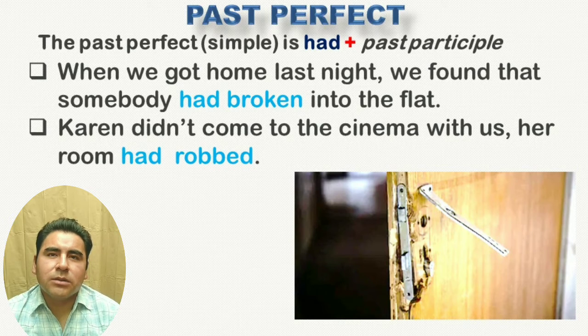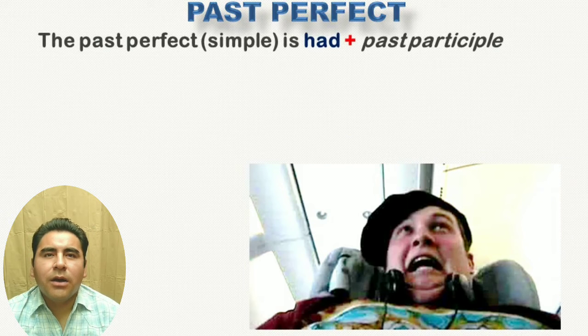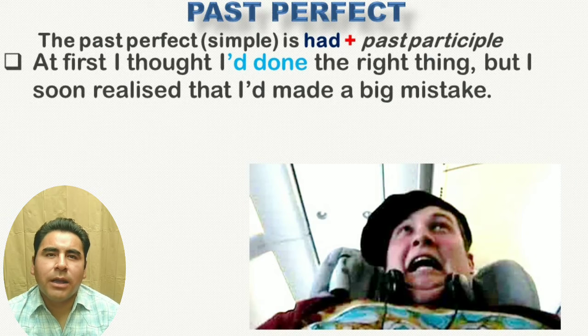The past perfect simple is had plus past participle, as you remember. At first, I thought I'd done the right thing, but I soon realized that I had made a big mistake. If we talk about those sentences, we also have the contraction of had: I'd. It doesn't mean other things. Sometimes it's confusing, but if you have a contraction like this I'd with a past participle, that means past perfect. It's easy to identify.